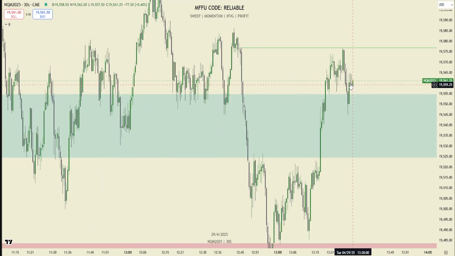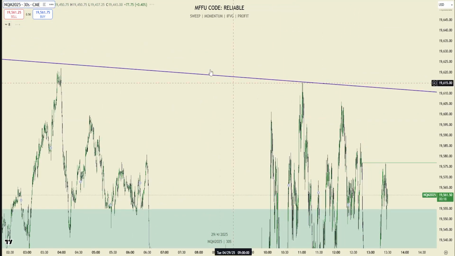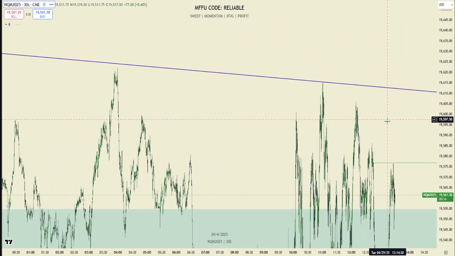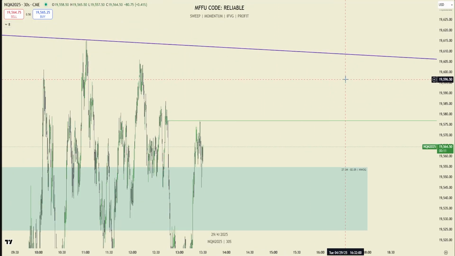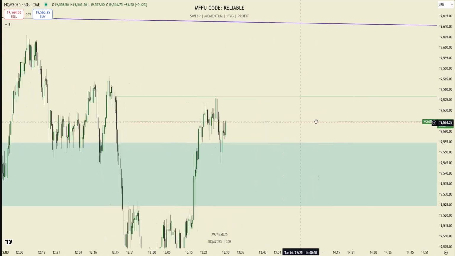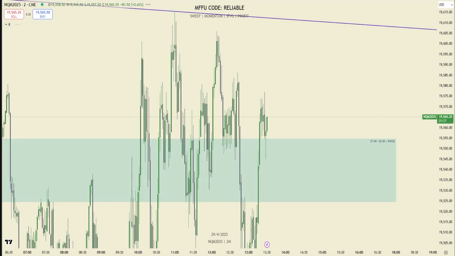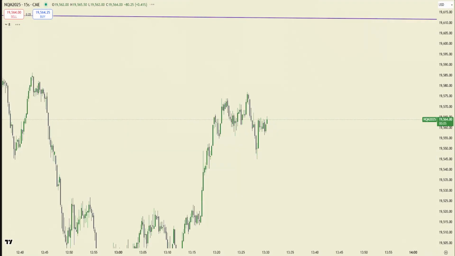But yeah, my bias for this afternoon is just going to be long. We're generating this LRLR here in multiple different places, so I think we're probably just going to run all this liquidity. But yeah, no 1 minute for us here.